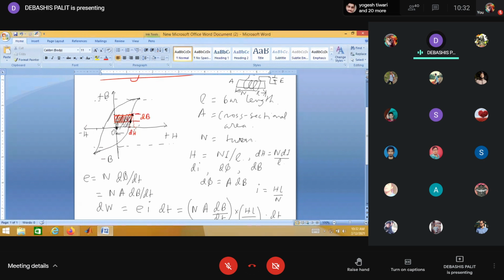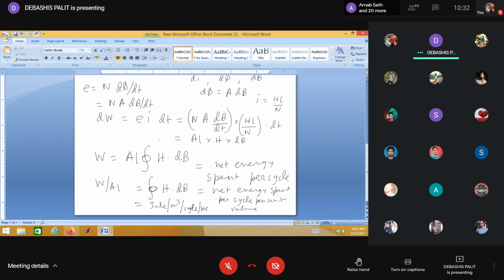And I have already explained this BH loop. So a complete cycle means this complete loop is completed, one loop for one cycle of reversal. That is called the reversal of magnetization. So this reversal of magnetization gives the area of the BH loop, and this area of the BH loop measures the hysteresis loss. You understand my point? Yes, sir.